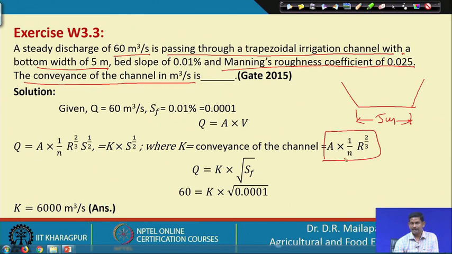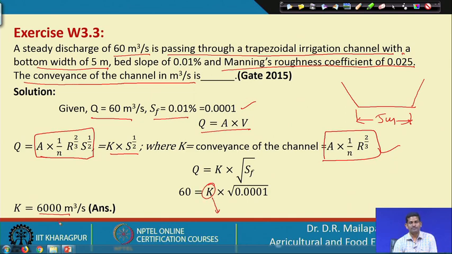The conveyance of the channel is equal to the area into 1 by n into R power 2 by 3. This is called conveyance, that is K. Given values are Q equal to 60 meter cube per second, S f 0.05%, so that will be 0.0001, and since Q is equal to A into V, you put the Manning's equation for velocity, and Q is equal to K into square root of S f, where K is the conveyance. Now you can easily find out K, that is 6000 meter cube per second.